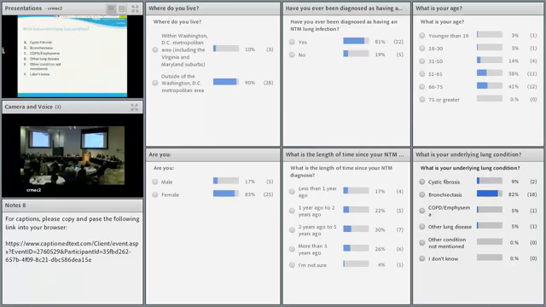All right, what is your underlying lung condition? A, cystic fibrosis, B, bronchiectasis, and I apologize if I mispronounce anything, C, COPD or emphysema, D, other lung disease, E, a condition that's not mentioned here, or F, I don't know.